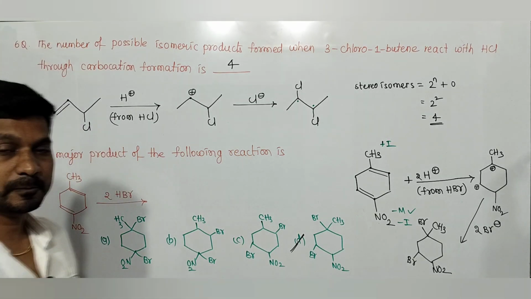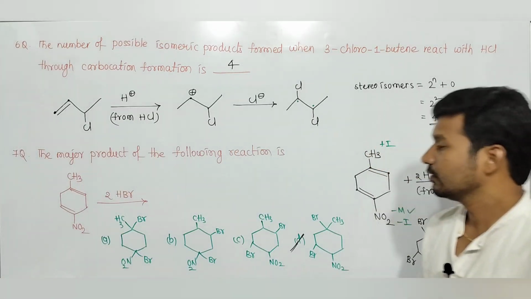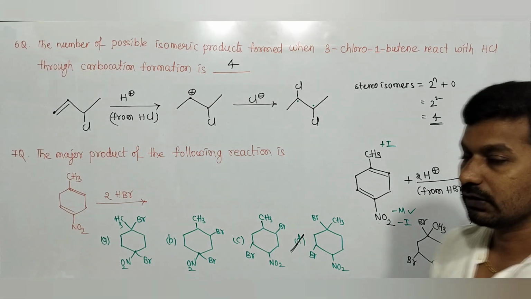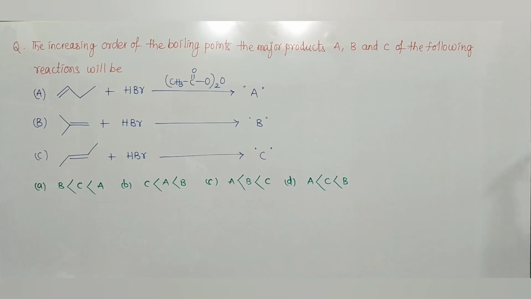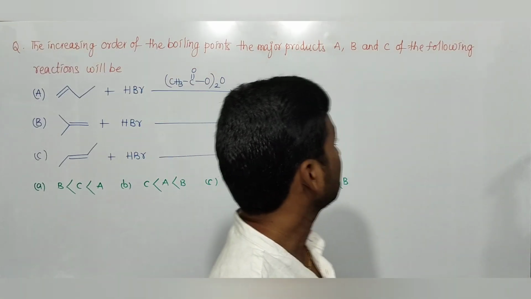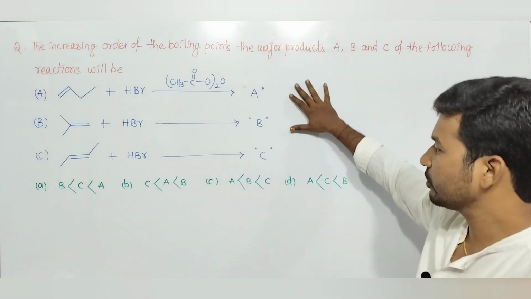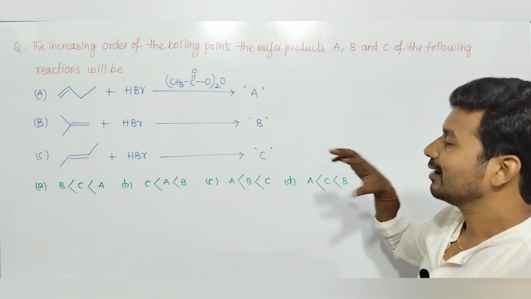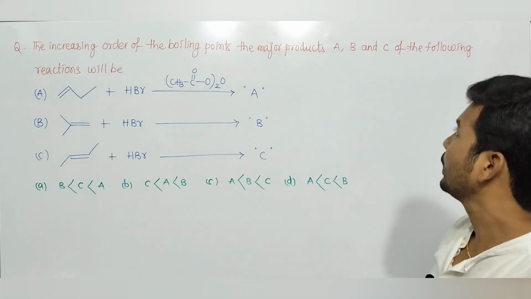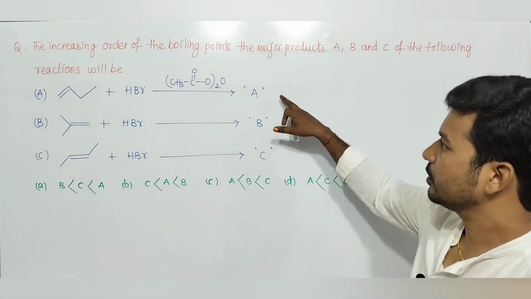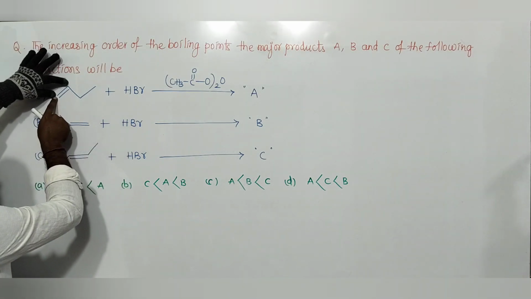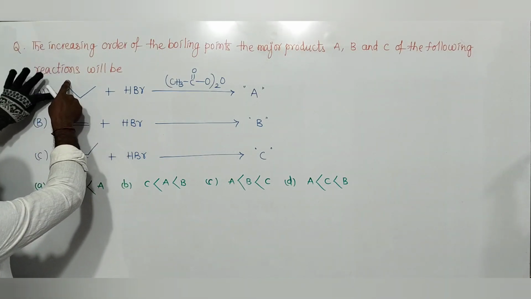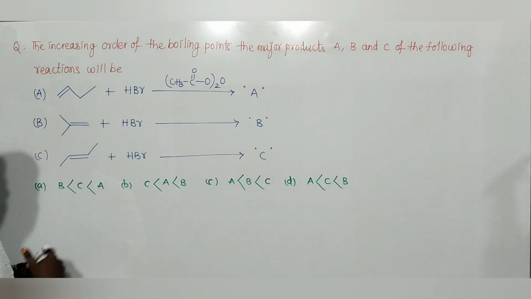Okay. In this way, we do the problem. Take this one. Right. See this question: increasing order of boiling points of major products A, B, C. First we have to write A, B, C and we have to order them in increasing order of boiling points. So what is the product A here? A is here the double bonded carbon, addition of hydrogen to this carbon because that contains 2 hydrogens. Here only 1 hydrogen. So hydrogen, the positive part, is always added to the double bonded carbon containing more hydrogens.